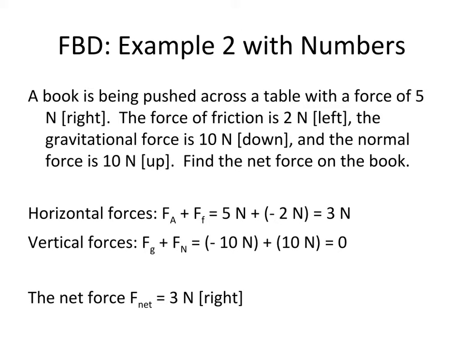Now we can determine the total force, or the net force, in the horizontal direction, or the x direction. So we have the applied force plus the friction force, so 5 newtons plus negative 2 newtons, which gives us 3 newtons. Notice that we use negative 2 newtons because friction is opposite to the direction of motion. So we're taking left to be negative here. Vertical forces, we have force of gravity plus normal force. I'm taking down to be negative, so force of gravity is negative. So we get a net force in the vertical direction, or y direction, of 0. So the net force in this case is just 3 newtons to the right.